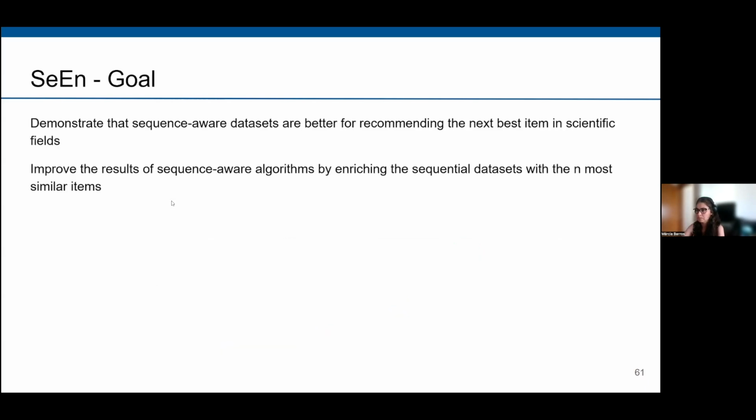Okay. So the goal was to demonstrate first that sequence-aware data sets are better for recommending the next best item in scientific fields. But the second goal was to improve the results of these sequence-aware algorithms by enriching the sequence of the data set with the n most similar items. As I think you already know where this goes, these n most similar items were calculated using the semantic similarity.